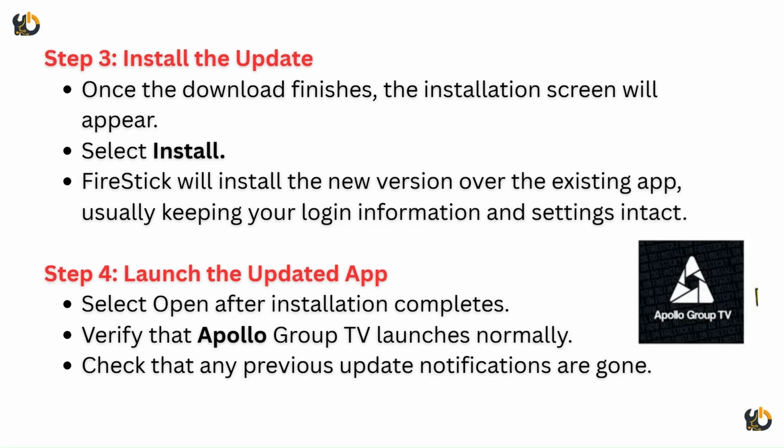Step 4. Launch the updated app. Select Open after installation completes. Verify that Apollo Group TV launches normally. Check that any previous update notifications are on.